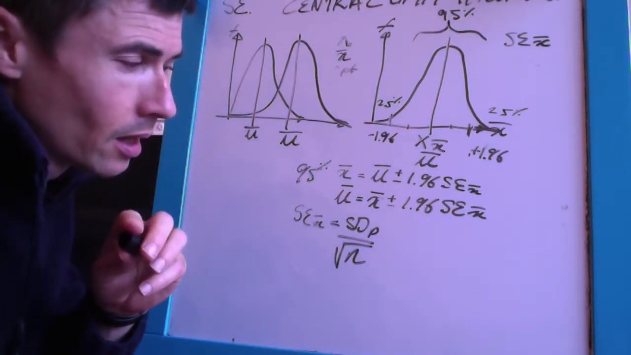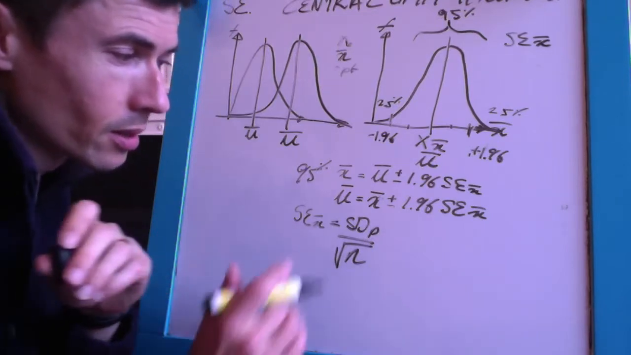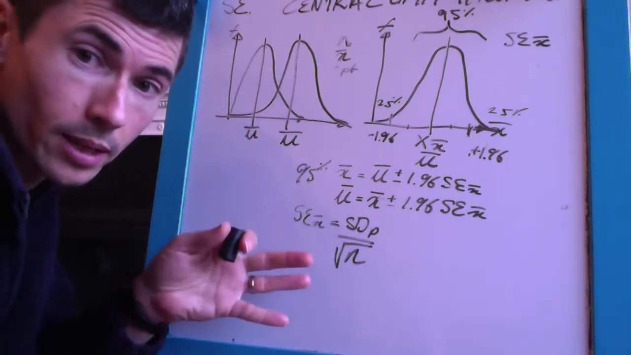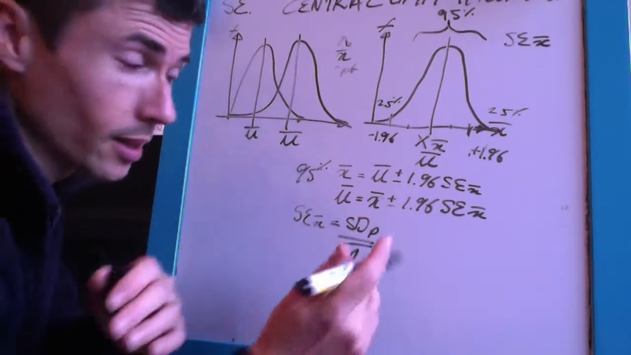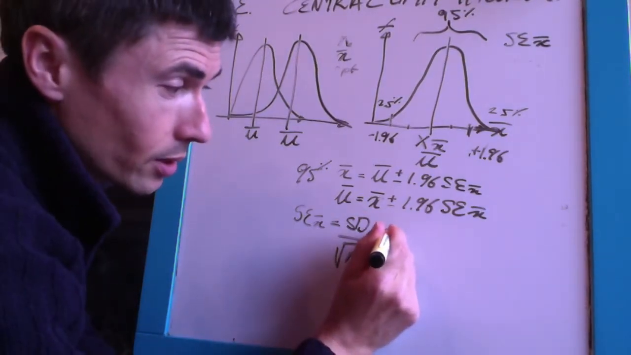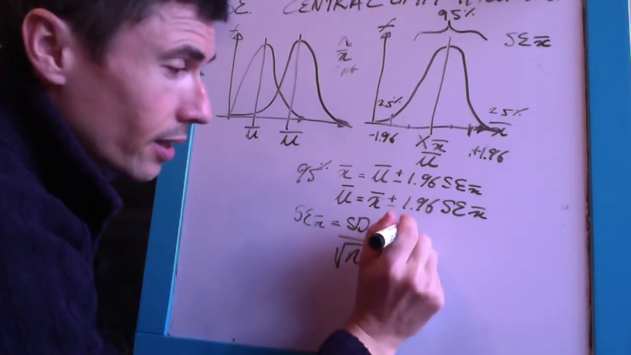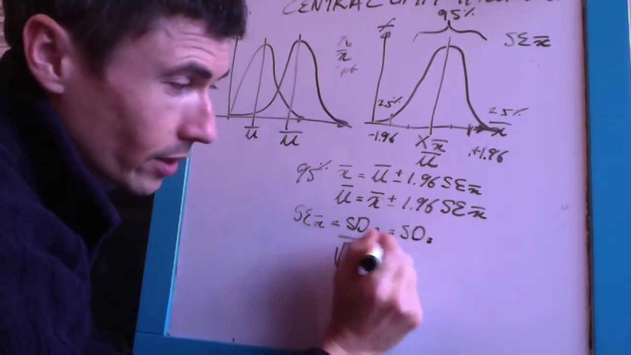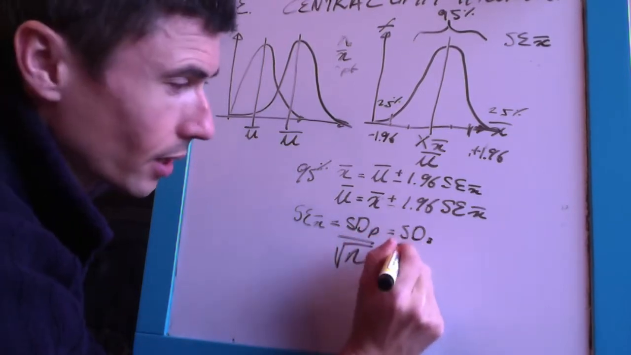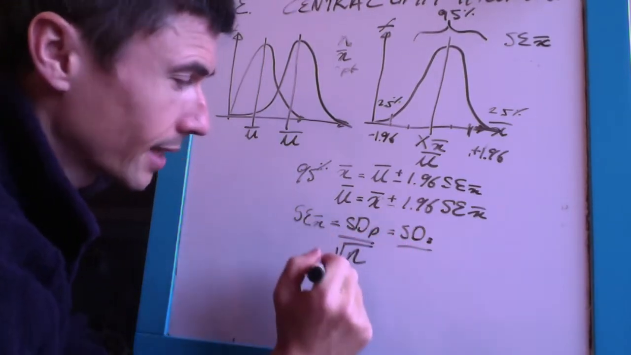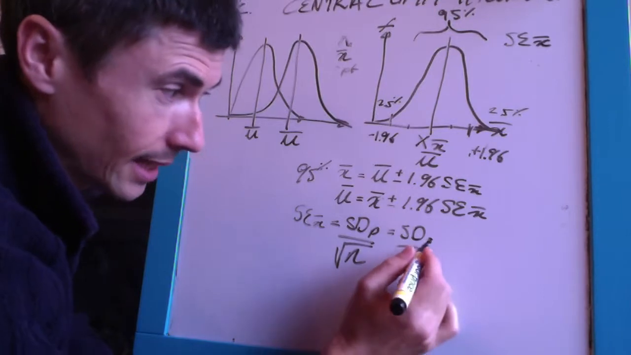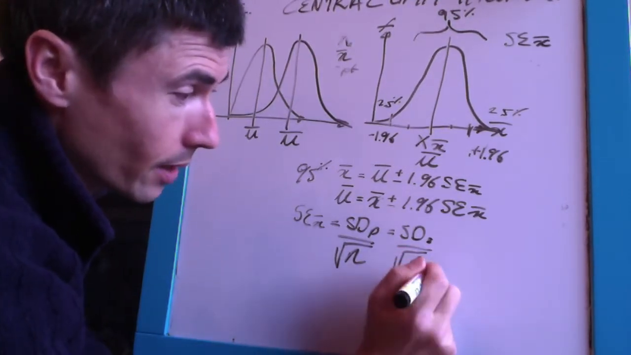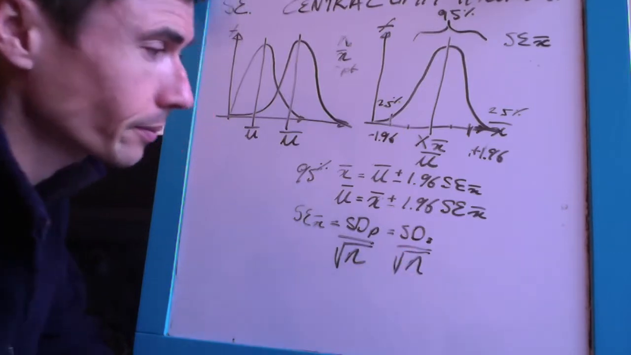The problem is we don't know what the standard deviation of the population is. The population will be too big to ever work that out. That doesn't matter, because as long as our sample is sufficiently big, the standard deviation of our sample is going to approximate to that. It's going to be pretty close. So our standard error of the sample mean is the standard deviation of our sample divided by the square root of the number in our sample.